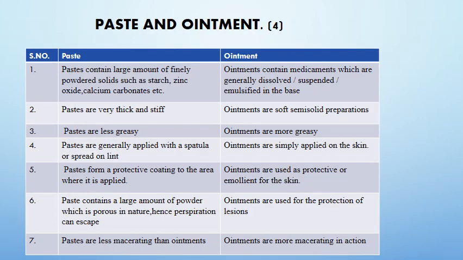Next is the difference between paste and ointment. First, paste. Paste contains a large amount of finely powdered solids such as starch, zinc oxide and calcium oxide. On the other hand, ointment contains medicament which is generally dissolved, suspended, or emulsified in the base. Pastes are very thick and stiff. On the other hand, ointments are soft and semi-solid preparations.